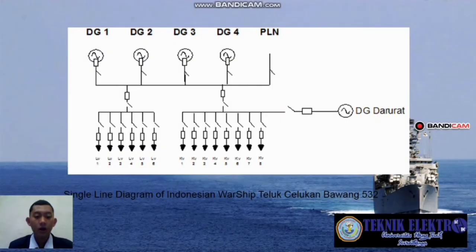This is a picture of the single line diagram of the Indonesian warship Teluk Celukan Bawang Type 2. In the picture, there is a manual. The manual will pre-analyze whether the drop voltage is according to the standard, and a capacitor bank and a tap transformer setting will be added to correct the drop voltage.